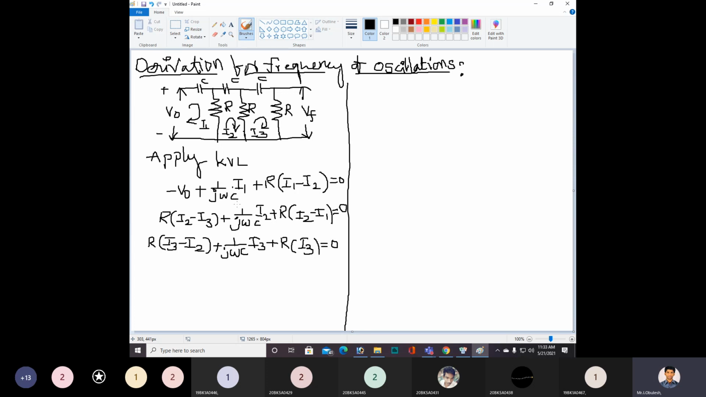Okay, yeah. So you need to replace j omega equals s. So here we have a j omega, right? So replacing j omega equals s, and writing the equations in matrix form. Okay, yeah, fine.